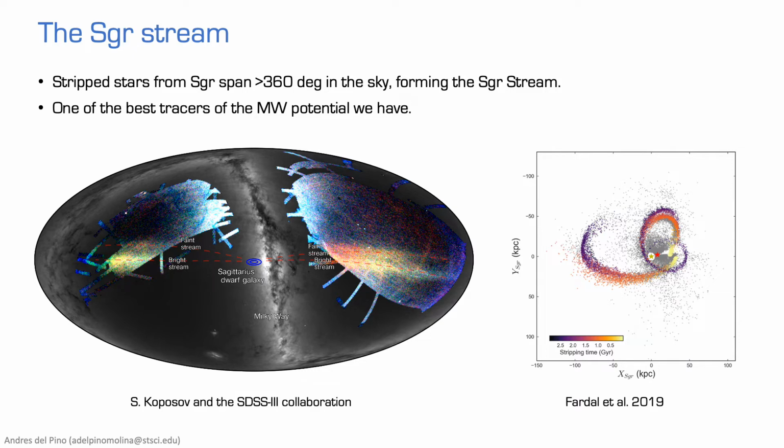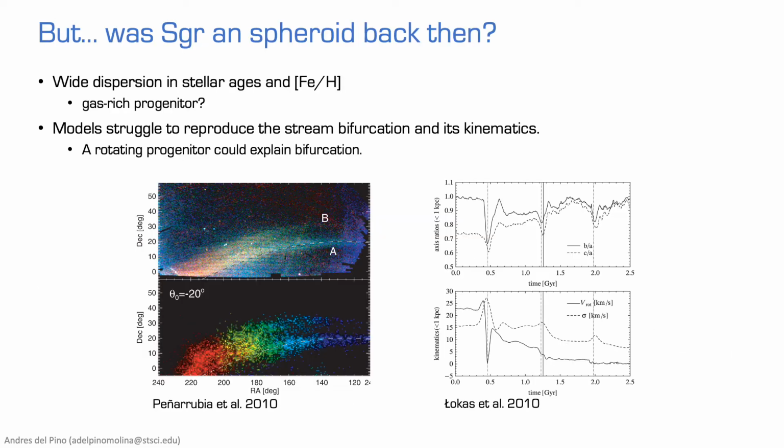The modeling of the stream has led to a better understanding not only of the Sagittarius galaxy, but also about the Milky Way potential itself. However, spherical models struggle to reproduce some of the finest details in the stream, such as the observed spread in metallicity and the bifurcation in both the leading and the trailing arms.